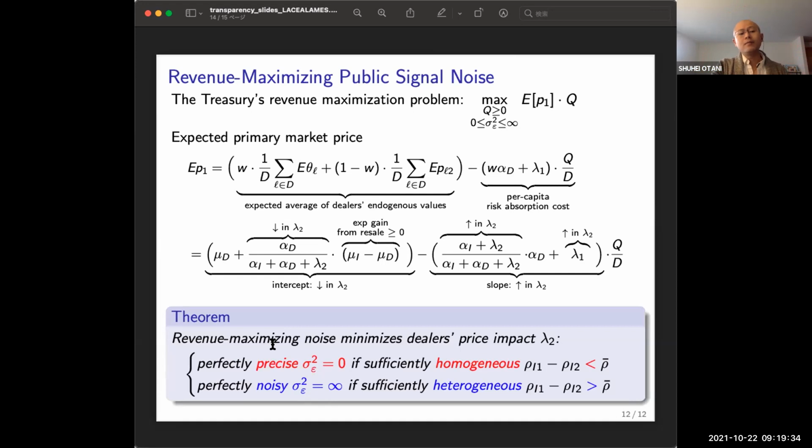So the optimal public signal noise variance should minimize the dealer's price impact in the secondary market, but it depends on the degree of heterogeneity in correlations. With homogeneous correlation, the perfectly precise public signal is optimal. On the other hand, with heterogeneous correlation, the perfectly noisy public signal is optimal.